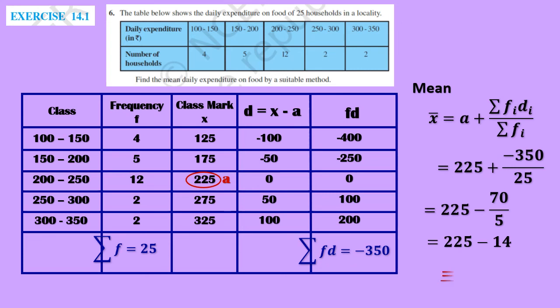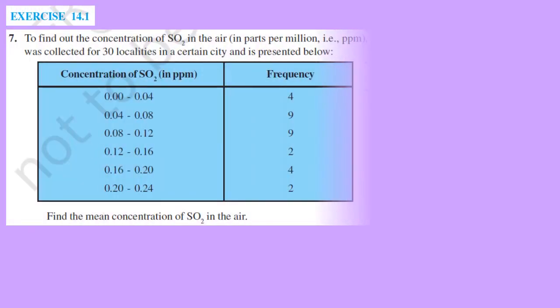So 225 minus 14, which is equal to 211. That is the mean daily expenditure on food by the households in the locality. Next to question number 7.